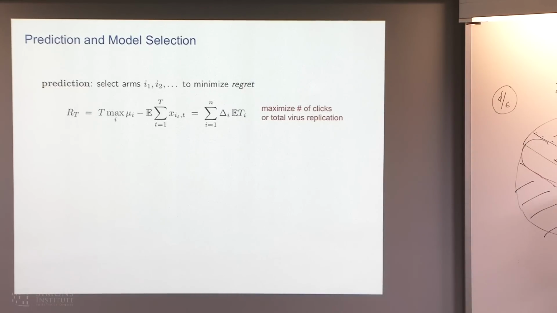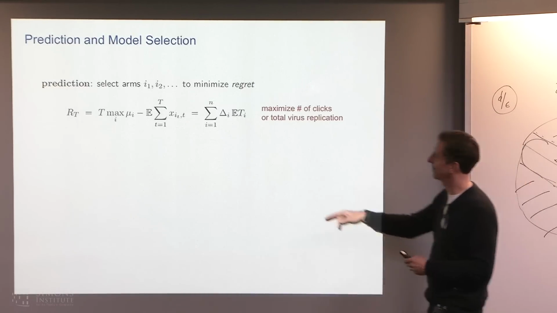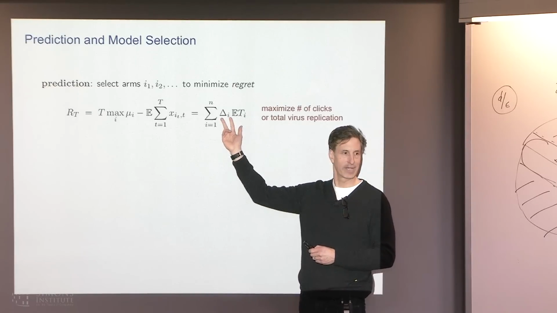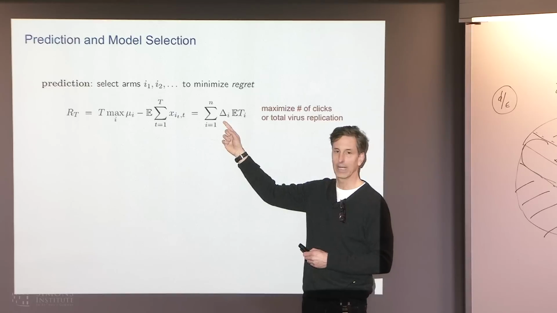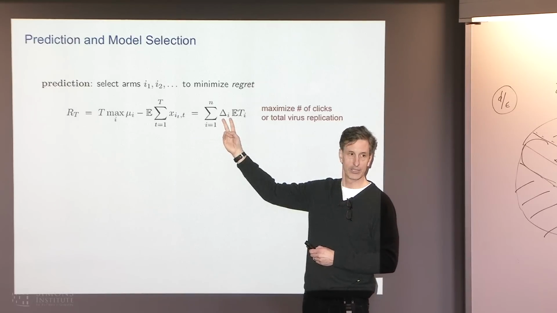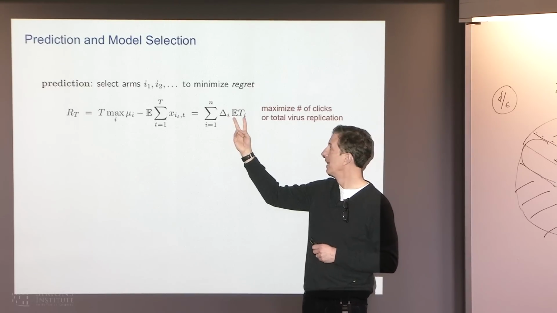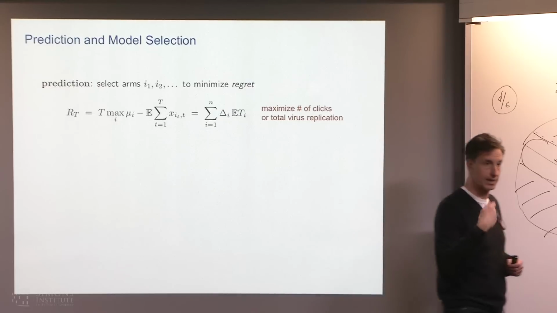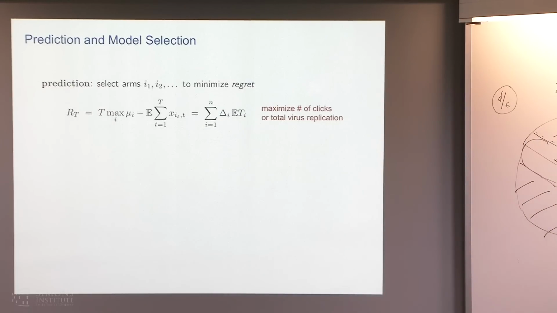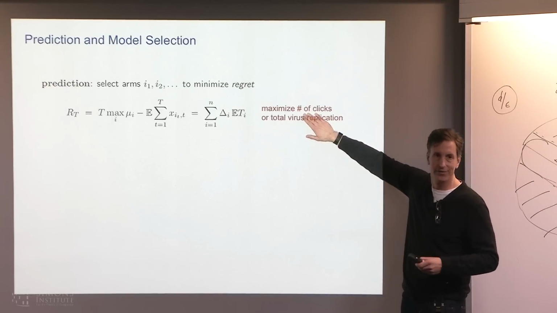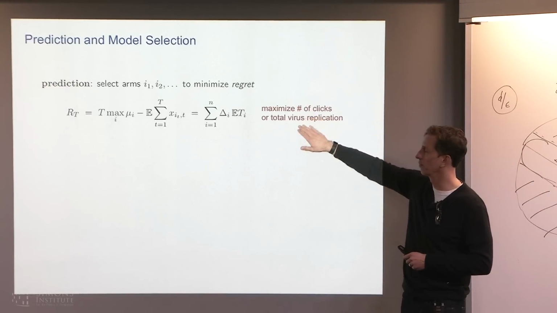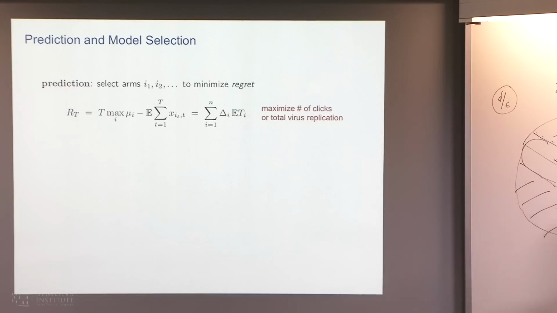So that's our regret. And if you just think about this a little bit, you can rewrite it quickly and see where these gaps start to play a role. You can express this regret as a sum over all the arms, the gap of each arm from the best arm, and then the expected number of times you've actually sampled that suboptimal arm. Okay? So the gaps show up right there. And what this is saying is we want to maximize the clicks in this web advertising problem, or we want to maximize the total virus replication that we see in our experiments.